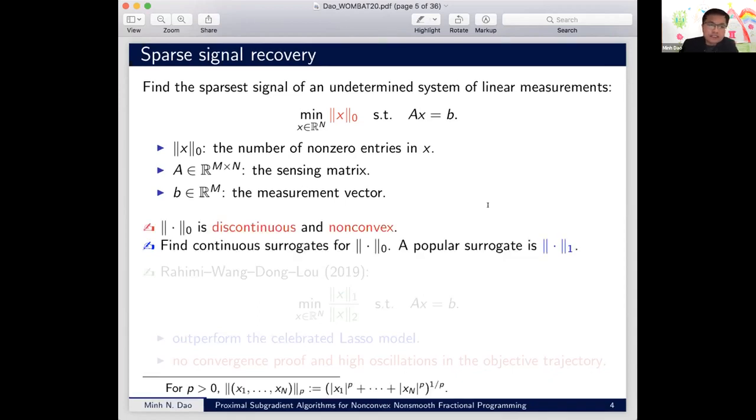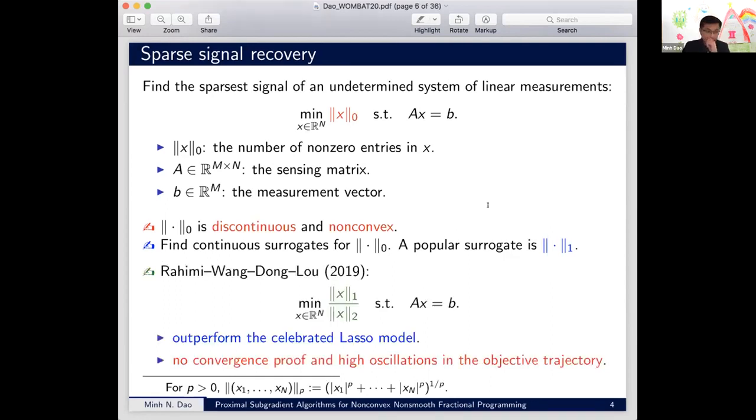But unfortunately, the L zero norm actually is not really a norm; it's a pseudo norm. So L zero is discontinuous and non-convex, making it difficult to solve the sparse signal recovery problem. So normally we want to find a continuous surrogate for L zero. And a popular surrogate is the L1 norm. It can be seen in the lasso model, for example.